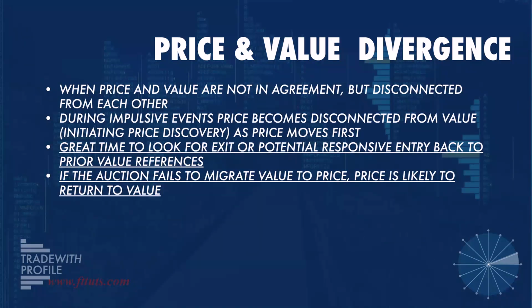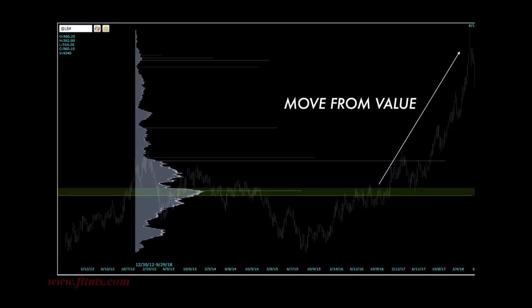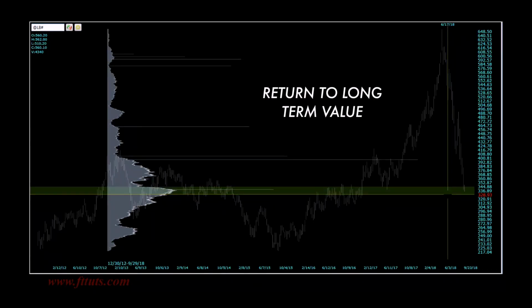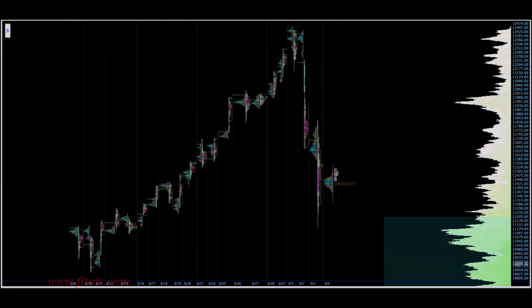Because if the auction fails to migrate value or accept those prices, price is likely to return to value. So if the price discovery does fail, recent value becomes a fantastic target for the same session or subsequent sessions. So remember this move from value? Look where we were some months later. And this is obviously on a long-term basis. Or this move, okay? Look where we were a couple days later. Look how we came back to this reference almost to the tick.